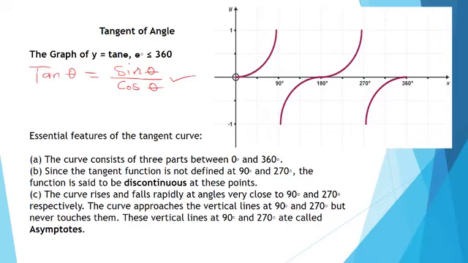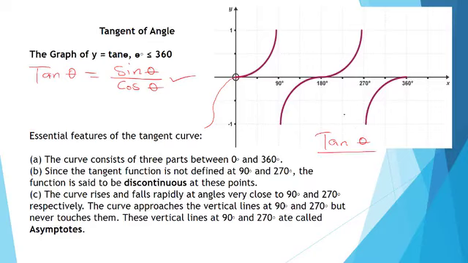Tan theta is equal to sine theta over cos theta. And if you watch the graph of tan theta, the curve consists of 3 parts between 0 and 360. So this graph continues this way. Let me project it. So the graph continues this way. The tan graph has 3 different parts. This is tan theta. You have the first part at 360, the second part at 180, and the third part at 0 degrees. This is the nature of the tan graph.